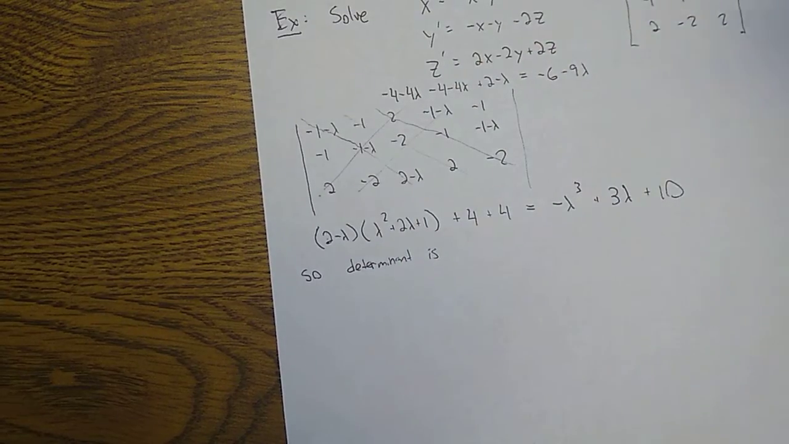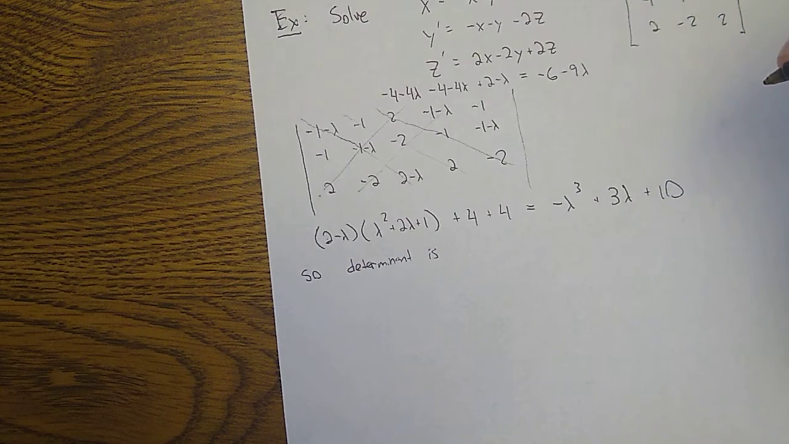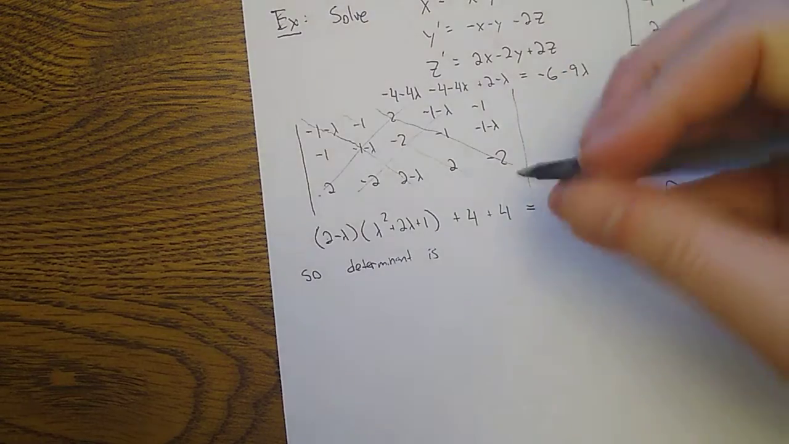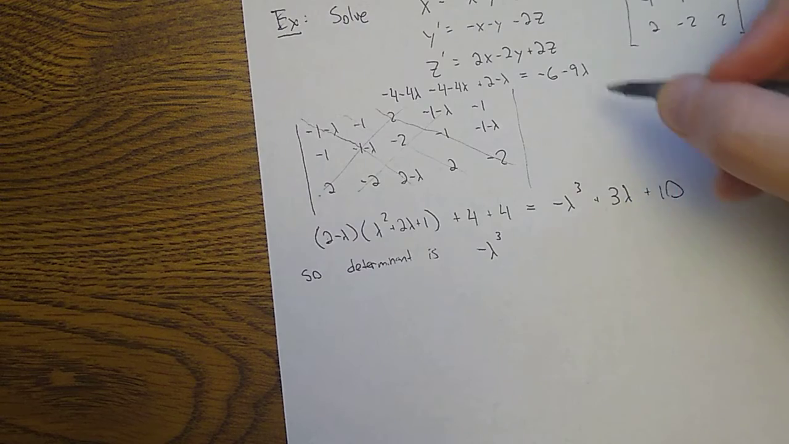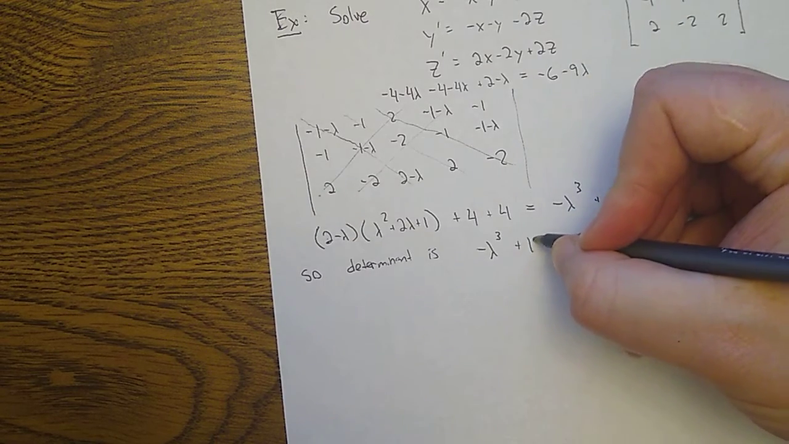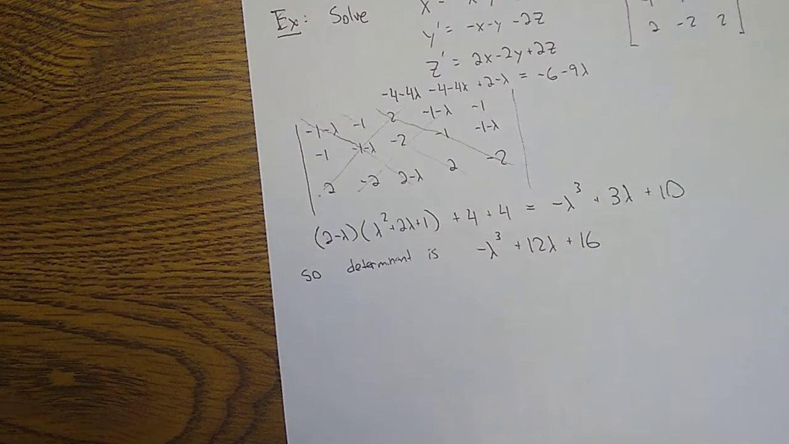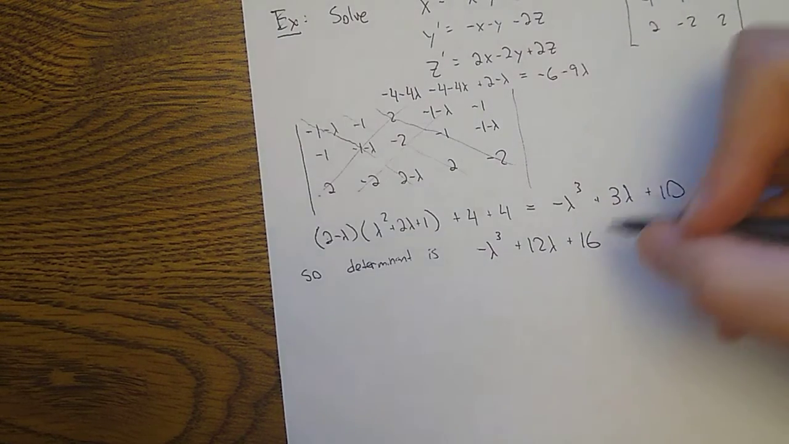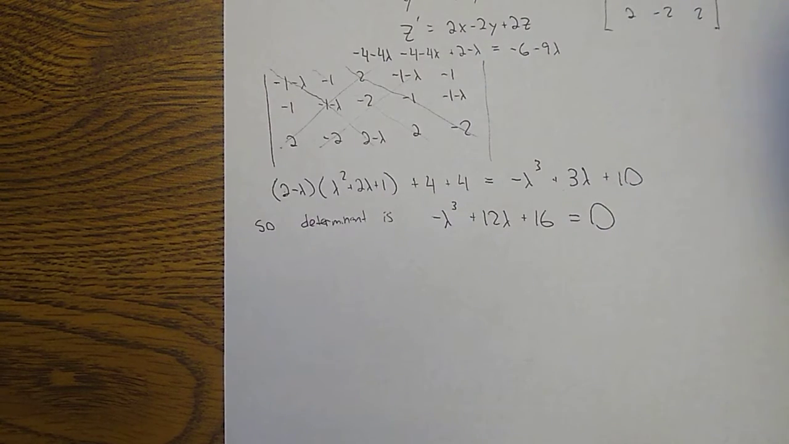I really hope I didn't make a mistake. This will be a nightmare if I made a mistake. Right, so the determinant is I do the bottom minus the top. Negative lambda cubed plus 12 lambda plus 16. And I'm setting that equal to 0 because the eigenvalues are when that determinant is 0.